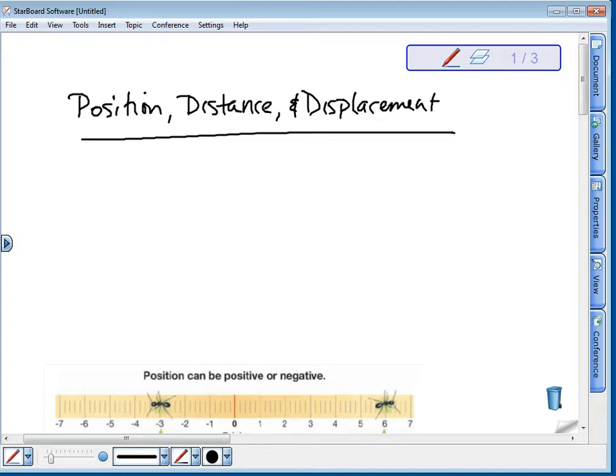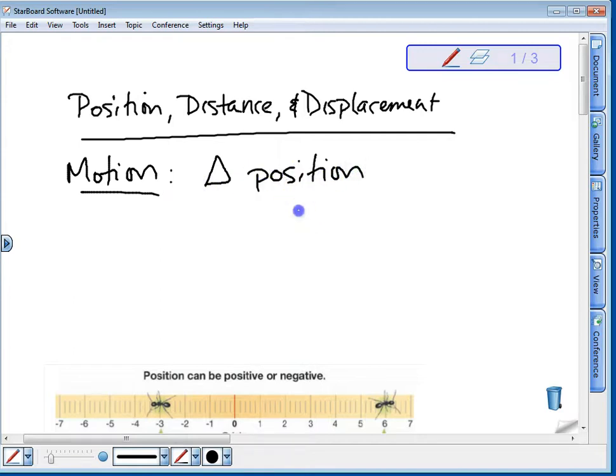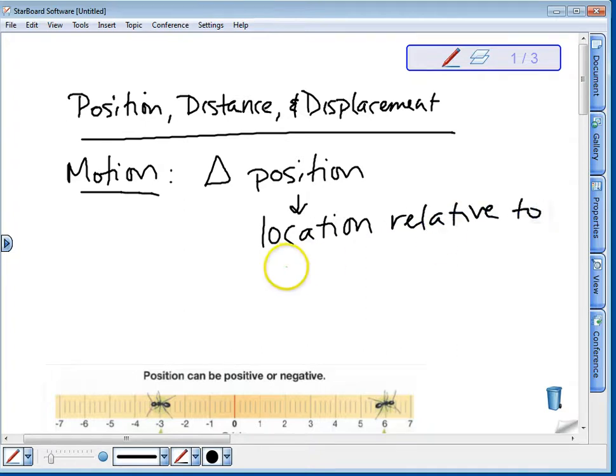All right, so to talk about position, distance, and displacement, that means we're talking about motion. We're talking about this concept of motion. Motion is just a change in position. Position meaning location. And generally we're talking about location relative to some other point. We call this point a reference point. Often it's where we begin, but it doesn't have to be.